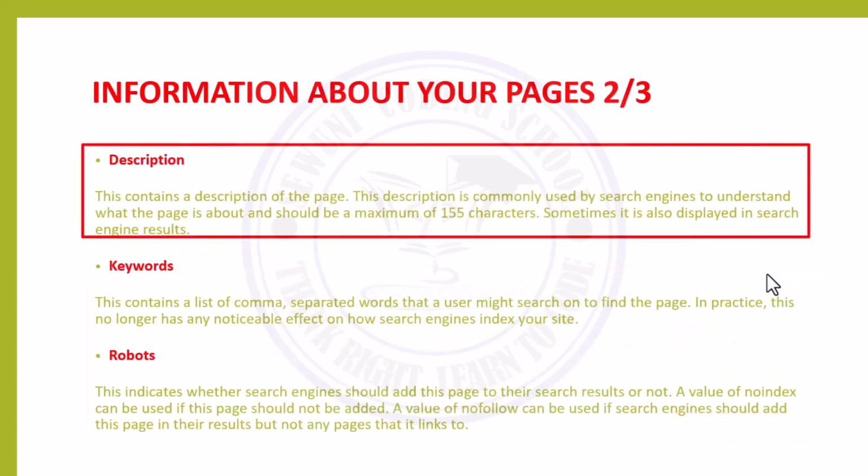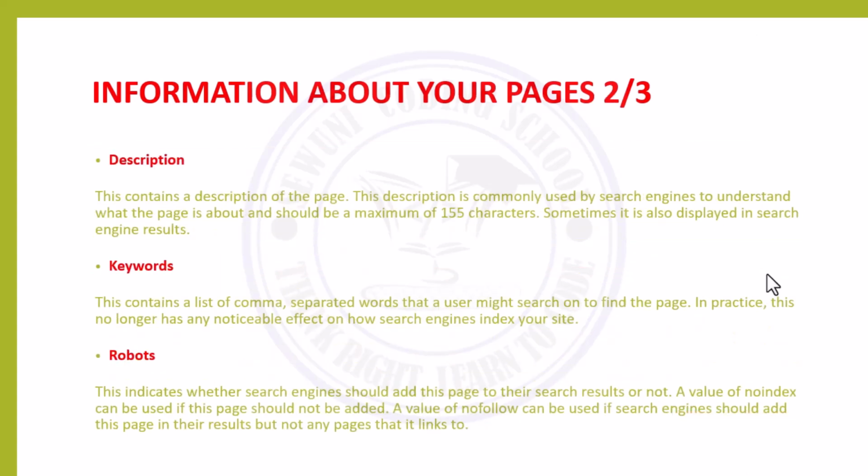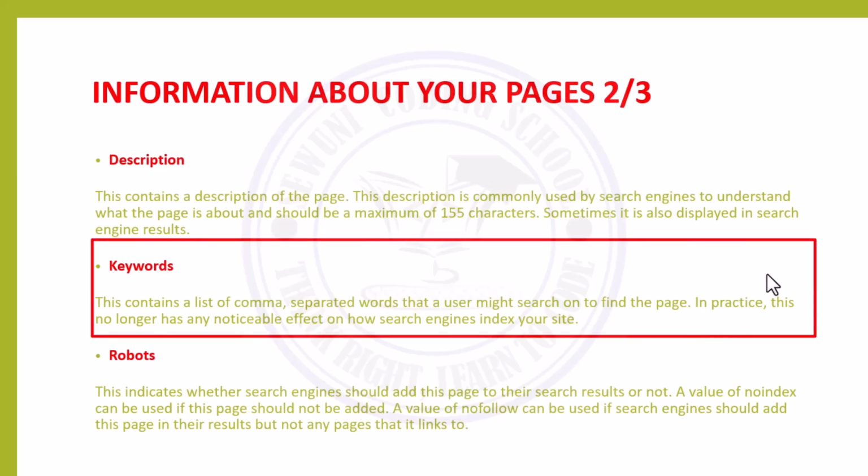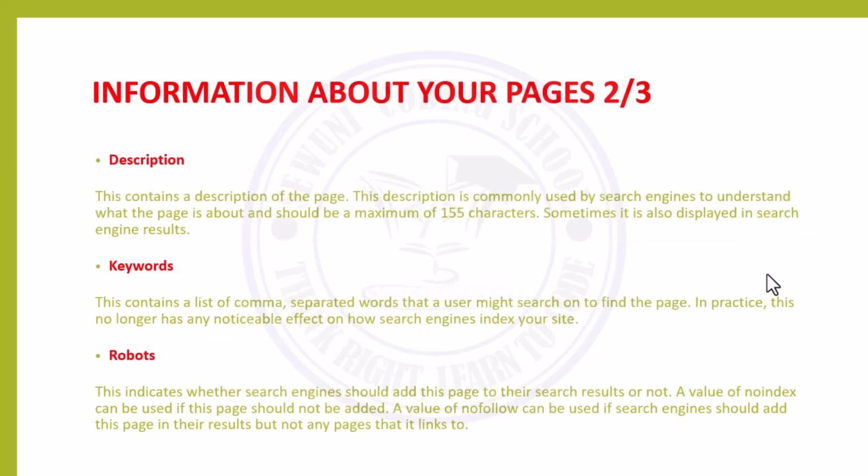The description can also be found, okay, can also be embedded in the meta. Description contains a description of the page. The description is commonly used by search engines to understand what the page is about and should be a maximum of 155 characters. Sometimes it is also displayed in search engine results. Keywords is also contained in the meta and gives information about your page. This keyword is a list of separated words that a user might search on to find your page.